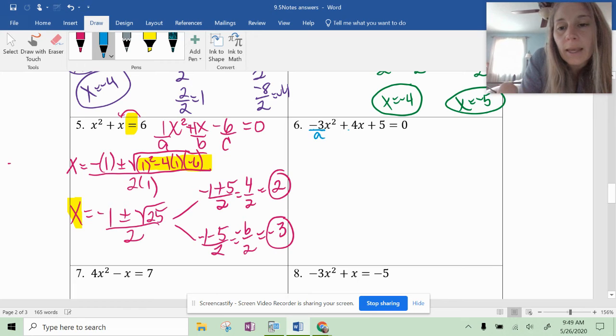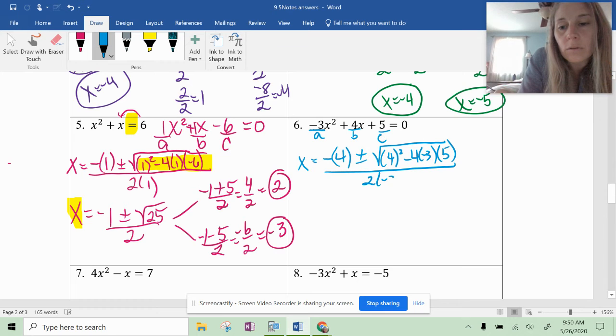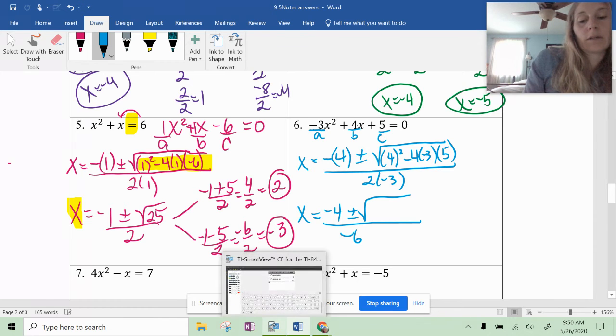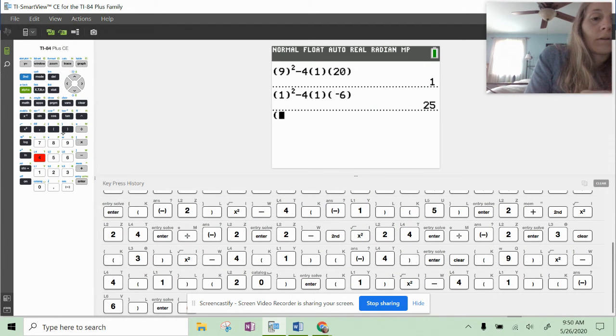So here we have A, B, and C. So negative B plus or minus the square root of B squared minus 4 times A times C, and that's going to go over 2 times A. So when I go to find my discriminant, it is going to be, let's say, 4 squared minus 4 times negative 3 times 5. Okay, so we have 4 squared minus 4 times negative 3 times 5.